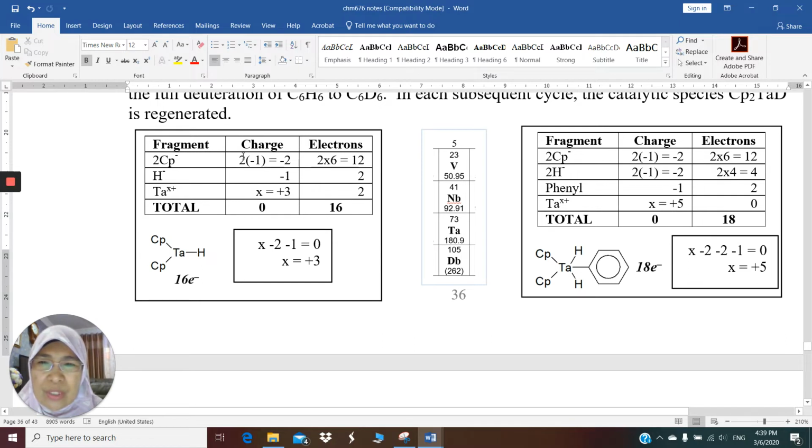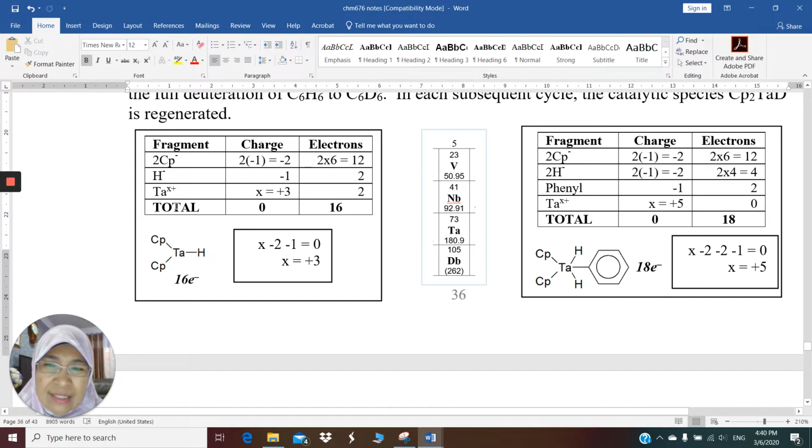If we do the usual way of calculating the electron count, you have 2 cyclopentadienyls here. There you go, 2 Cp, which carry a charge of 2 times -1, which is a -2 charge. Each cyclopentadienyl carries 6 electrons, so 2 of them will carry 12 electrons. And then you have one hydride here, with a charge of -1 and 2 electrons.